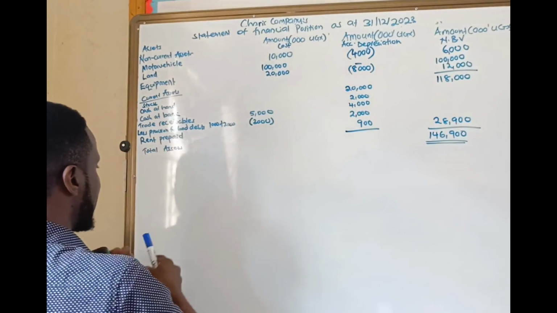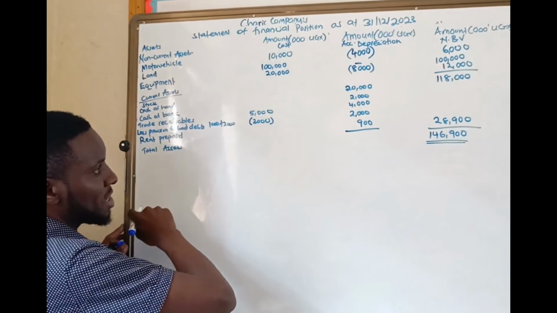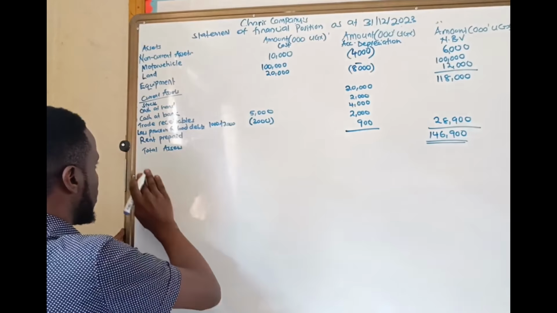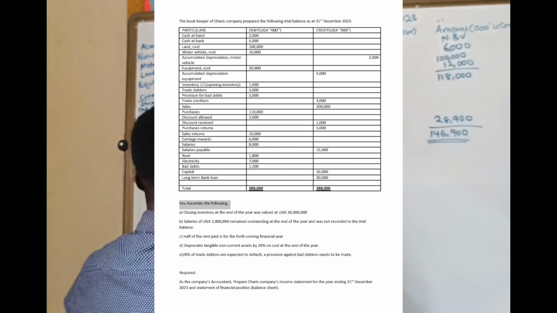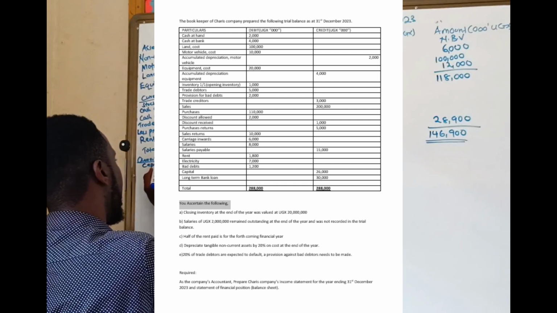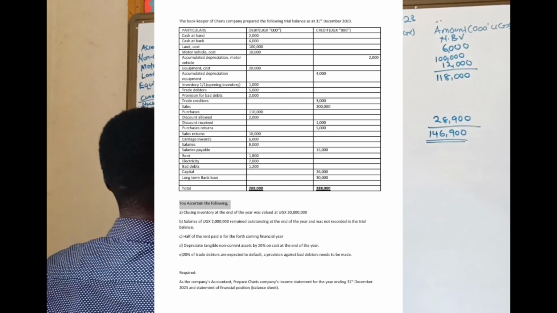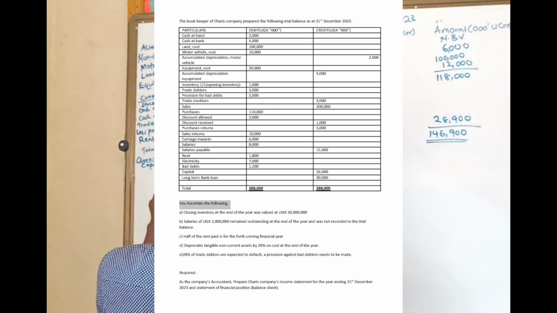So let's see how it's going to go. Then we come here and say, let me start with owner's equity. So when we get owner's equity, of course we have capital, and our capital was 26,000. 26,000, you can see there. We don't have drawings. If we had drawings, we would have subtracted them here.